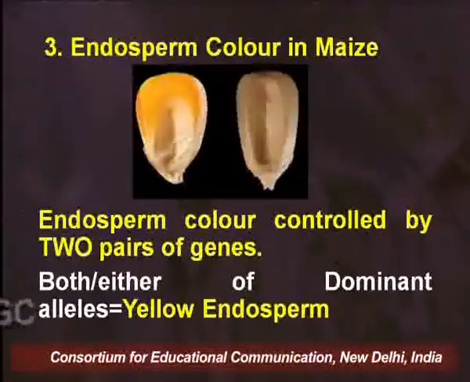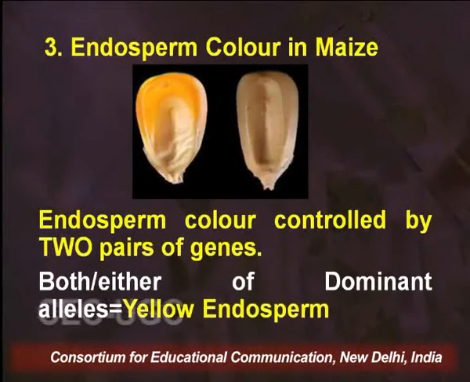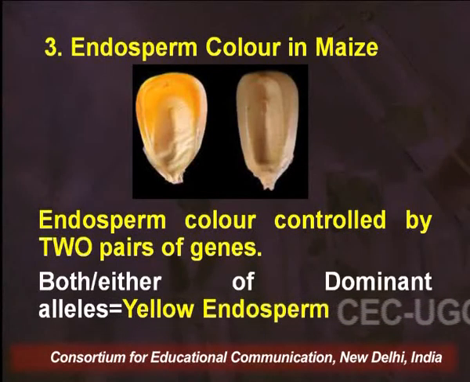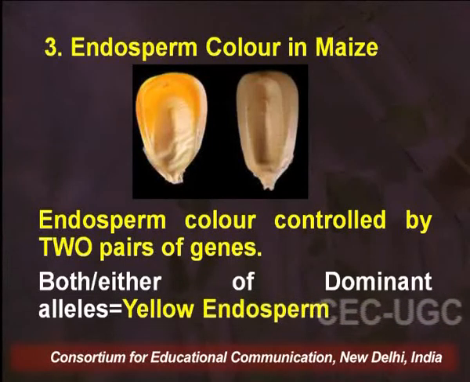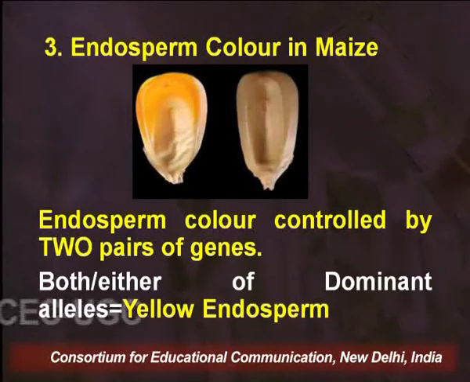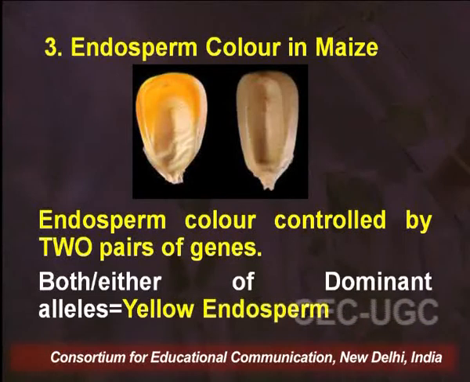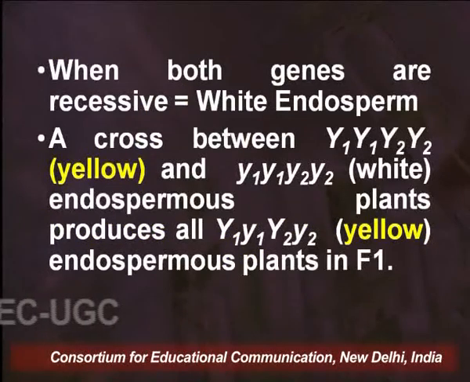Taking forward the discussion, let us take a third example, which is the endosperm color in maize. Now we find that in Zea mays the grains may be of two types. They could be yellow or they could be colorless, and in this case the yellow endosperm would again be a product of either both the dominant alleles or either of them. So that means in any case yellow production would be there.